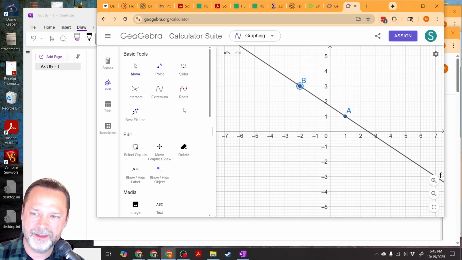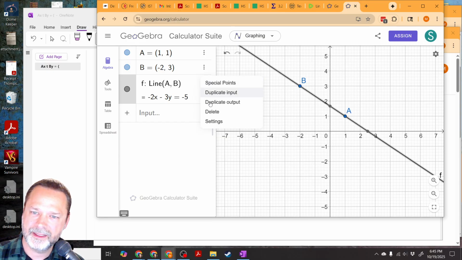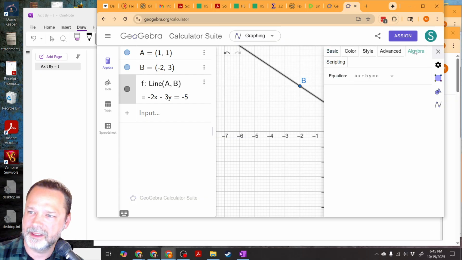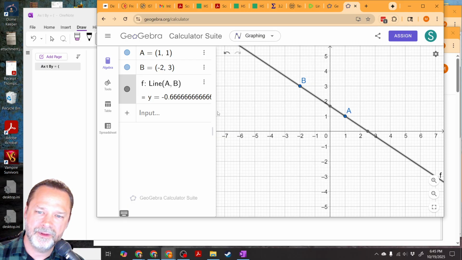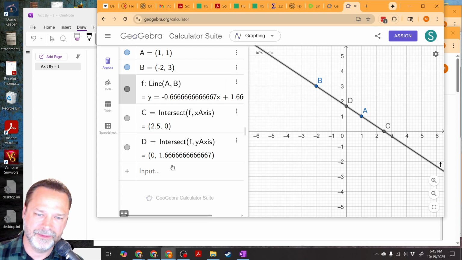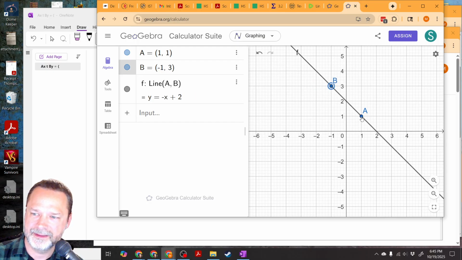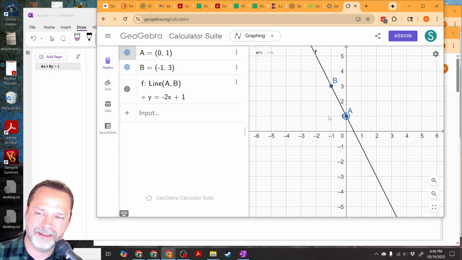Now, something you might want to notice about a line is that a line has a slope. Here's the equation of our line, and I can change the way it looks to slope intercept form. Right now it's giving me these decimals. I didn't want to do that. Click undo. Let's make it nicer. That's not bad.